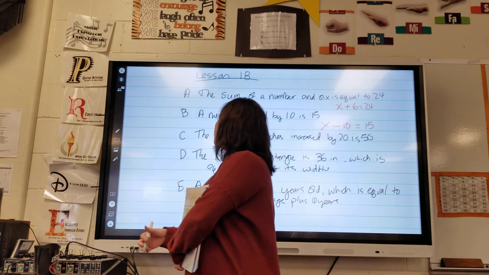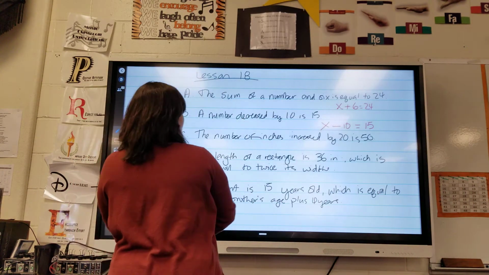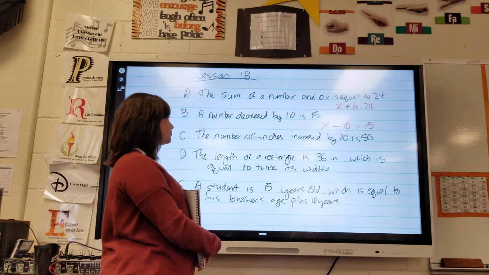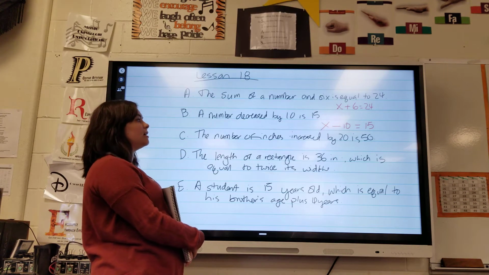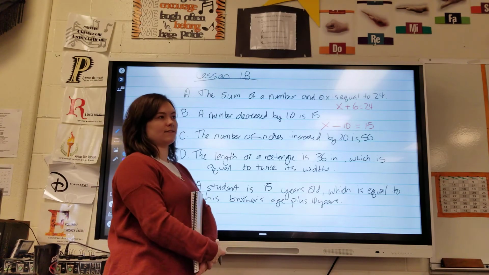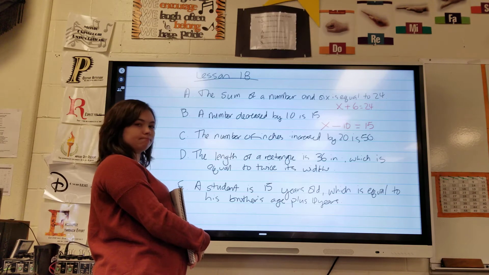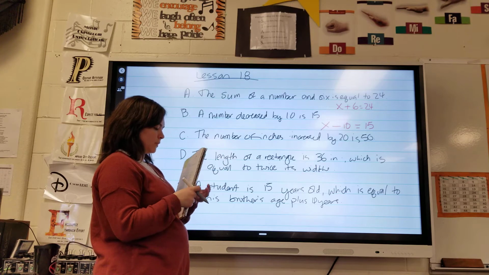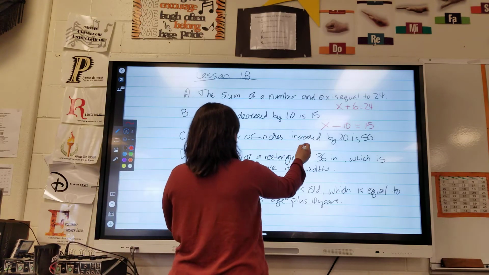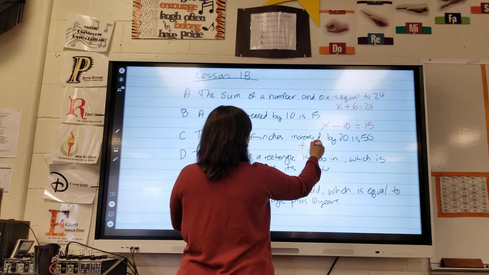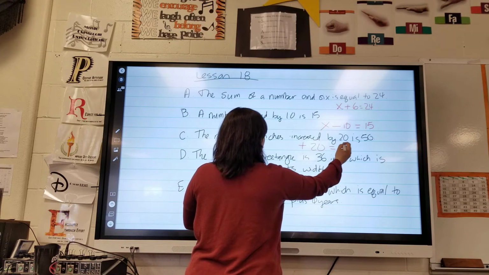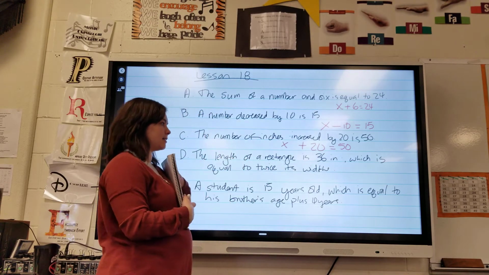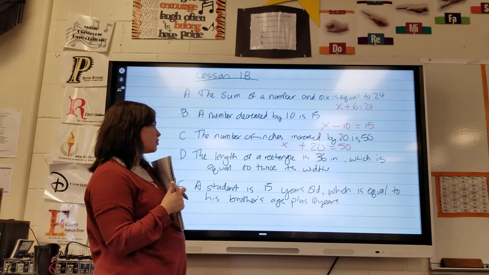C, the number of inches increased by 20 is 50. The number of inches increased by 20 is 50. All right, so again, we're increasing here, so we're adding, and we're adding 20, and it's equal to 50. But we don't know what the number is, so we put x. x plus 20 equals 50.